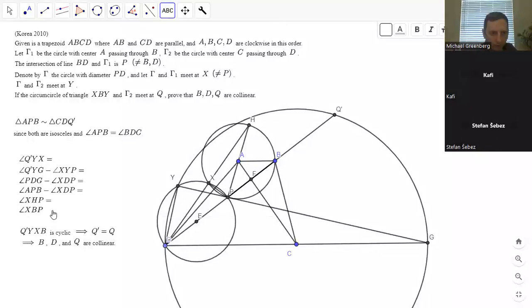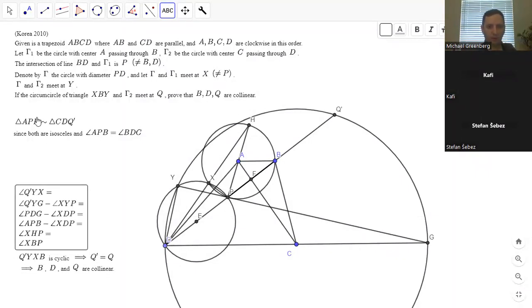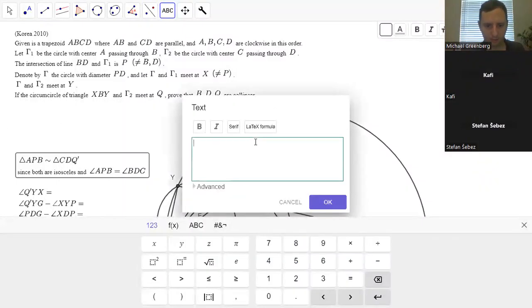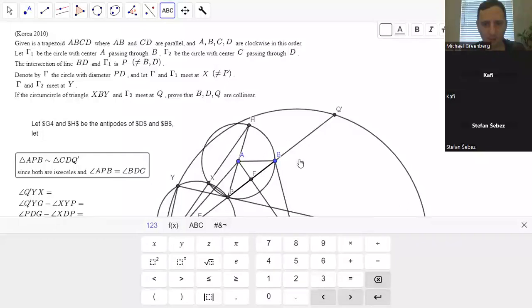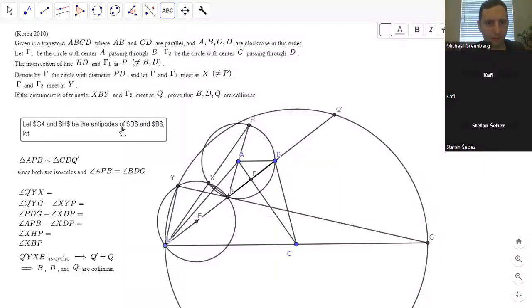Okay, and now I'll write the definition. So let G and H be the antipodes of D and P. Then let BD meet gamma 2 at Q prime.